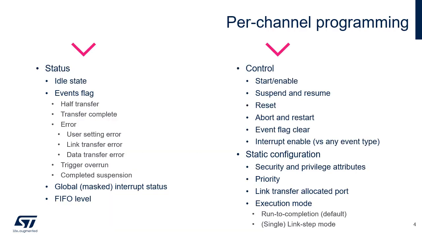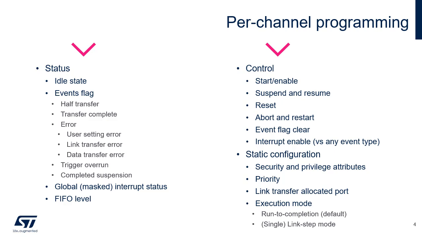This slide and the following 2 describe the per-channel programming features. The status information is visible to the software. This includes idle state, event flags, global masked interrupt status, and FIFO level. The control information includes a software start enable, the capability of suspending and resuming a channel, resetting a channel, and aborting and restarting a channel, event flag clearing, and interrupt masking.